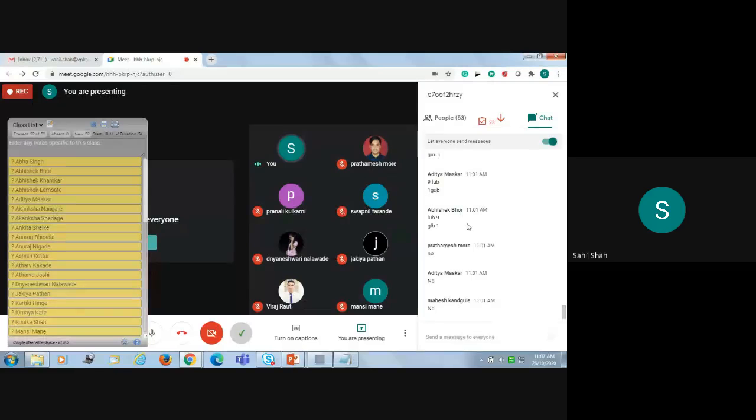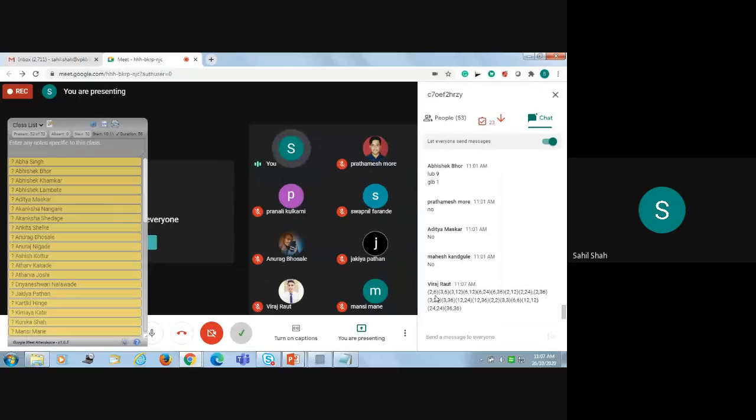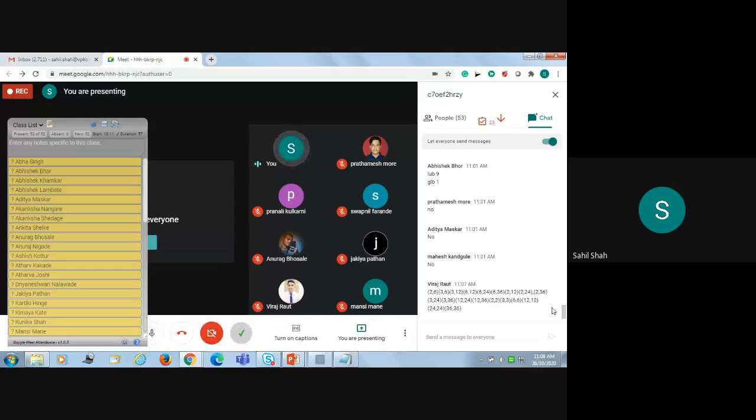I think all of you now have answers ready. So can you tell me what the maximal elements are for this Hasse diagram? Yeah, relation. Viraj has given the relation. Very good. Okay, no problem. (2, 6)... I think Viraj, you have forgotten to put the self loops as well. In the relation, you must have everything. Yeah, you have put (2, 2), (3, 3), (6, 6), (12, 12). Yeah, fine. That is the relation.